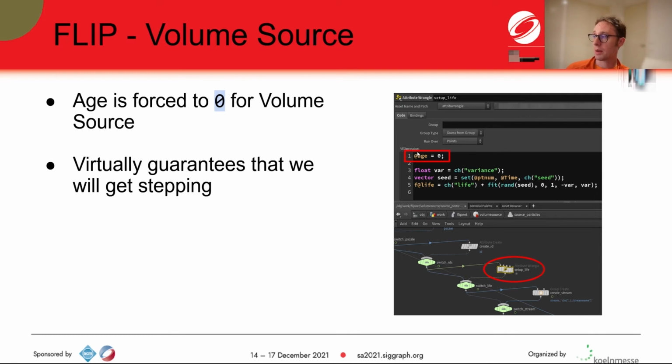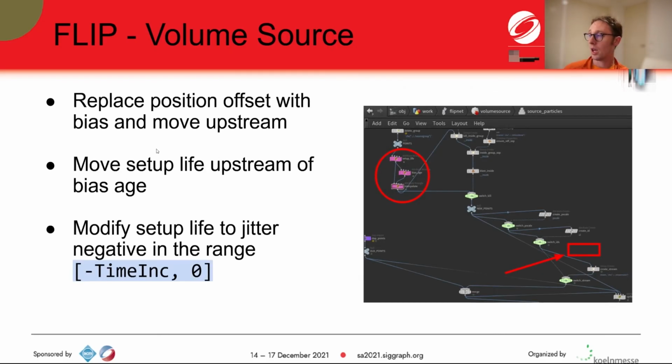And then the setup life forces age to 0, which virtually guarantees that you're going to see stepping in your final result. So the solution is to move setup life to above our new nodes, and then replace the positional jitter with the bias age and interpolate, which is exactly the same thing that we did for the pop source.